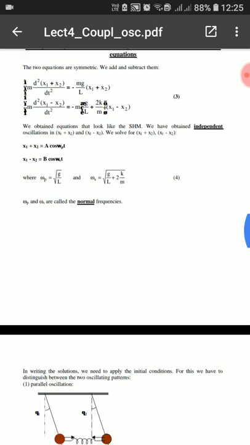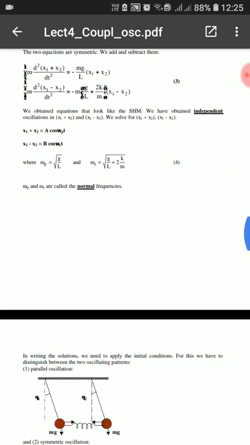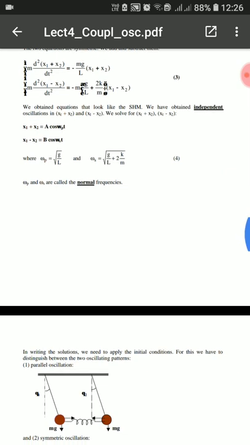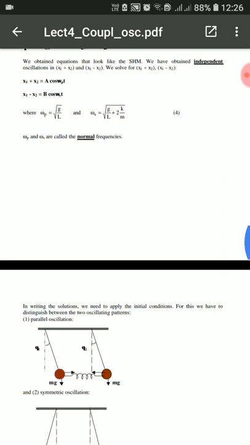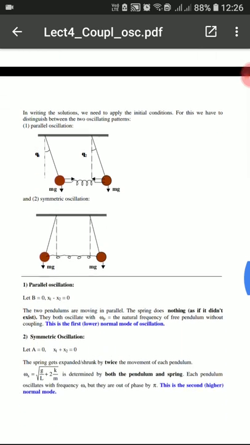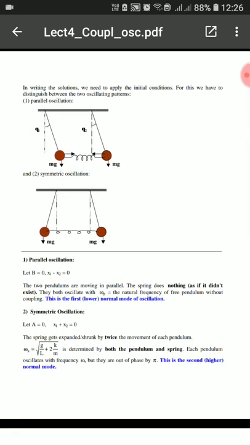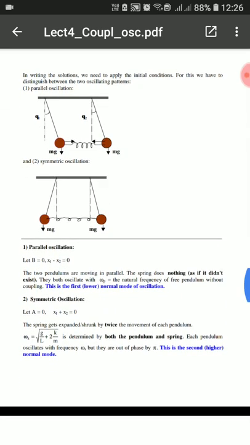So let us say x1 plus x2 is a cos of omega t, x1 minus x2 is b cos omega t, where omega p is equal to under root of g by l for the first, and for the second it is under root g by l plus 2k over m, where omega p and omega s are called the normal frequencies. In writing the solution, we need to apply the initial conditions.